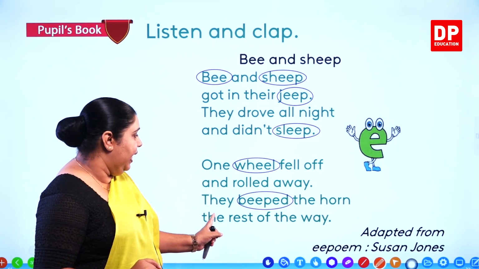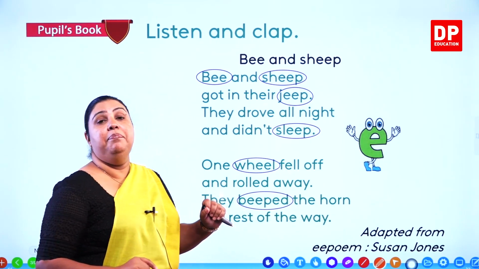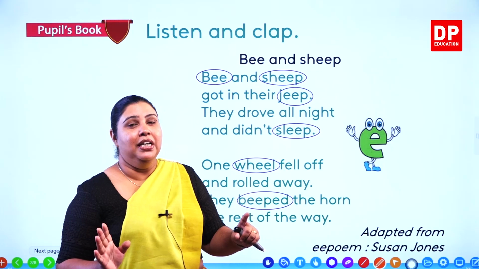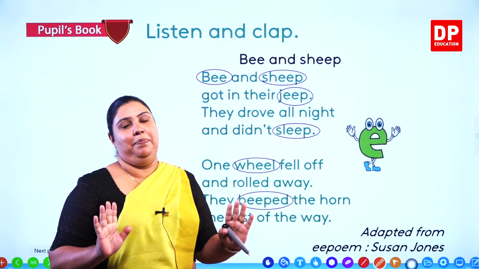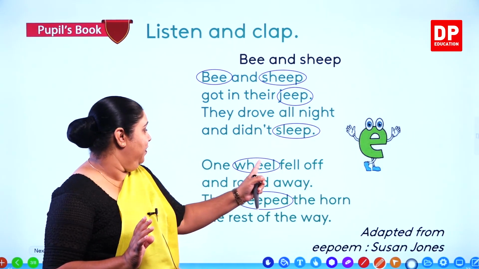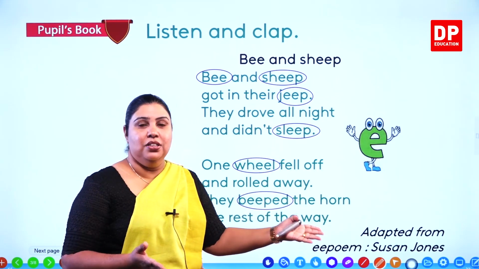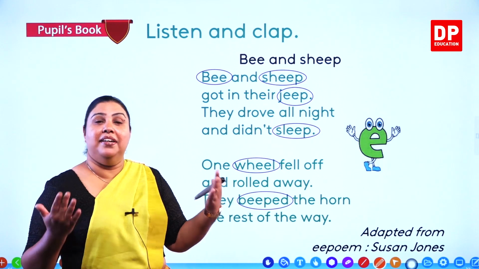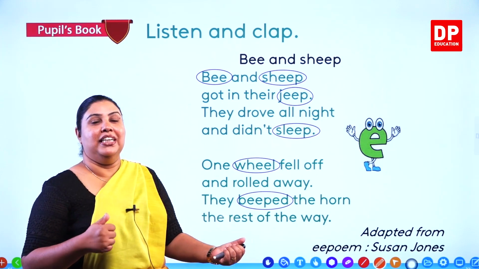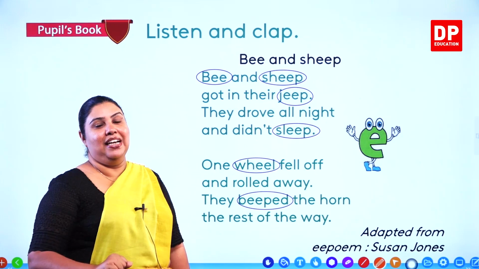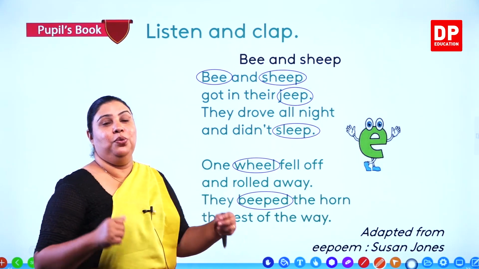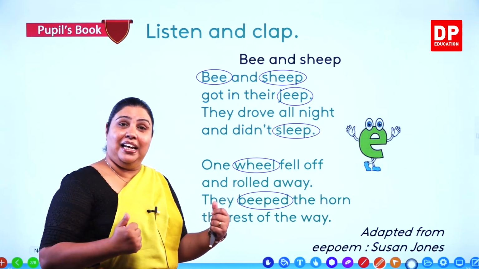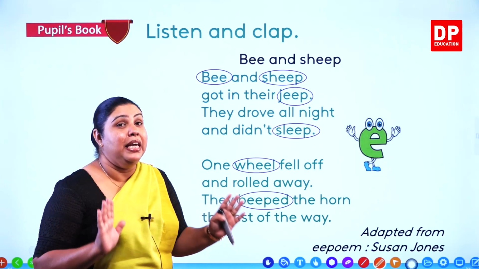Then the next one. They beeped the horn. මොකද කෙරුවේ මේ දෙන්න? Now who is in the jeep? The bee and the sheep. They drove all night and they did not sleep. Then what happened? One wheel fell off and rolled away. So what did they do? They beeped the horn the rest of the way. දැන් ඉතුරු ටික මොකද කෙරුවේ? දැන් එක wheel එකක් ගැලවිලා ගියානේ පුතේ. ඊට පස්සේ මේගොල්ලෝ මොකද කරේ? horn එක දිගටම නාද කරගෙන හිටියා. The rest of the way ඉතුරු ගමන යන්න බෑනේ. ඉතින් horn කෙරුවලු. So they started beeping. They beeped the horn.